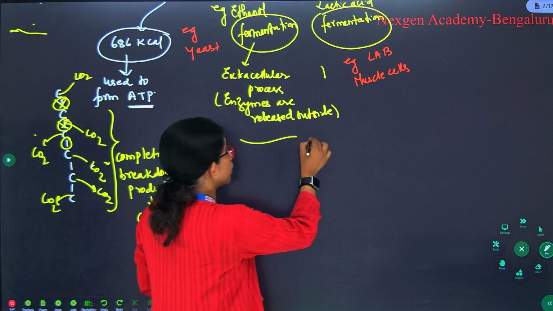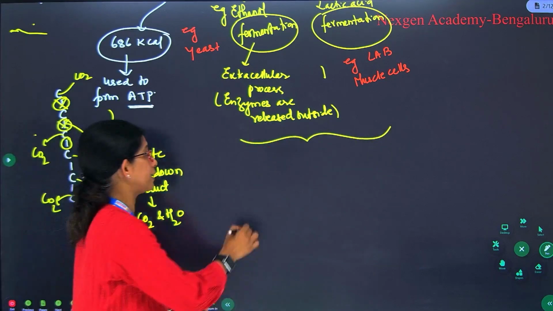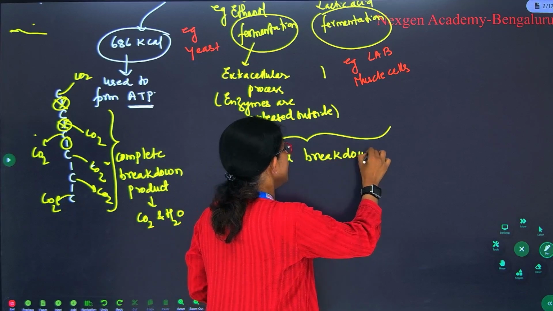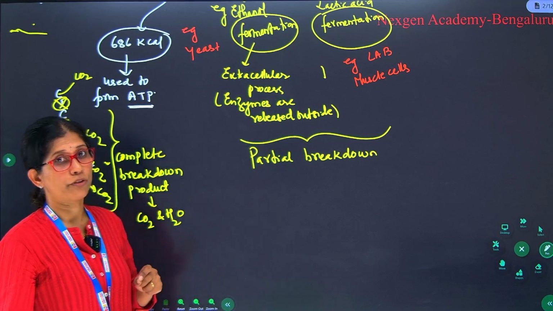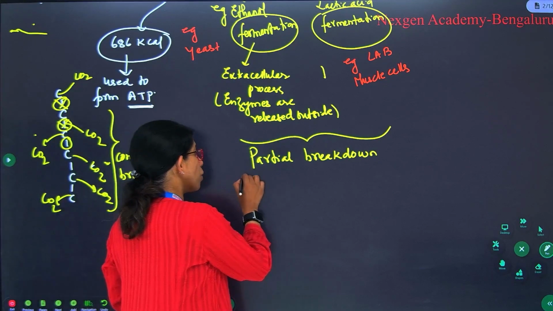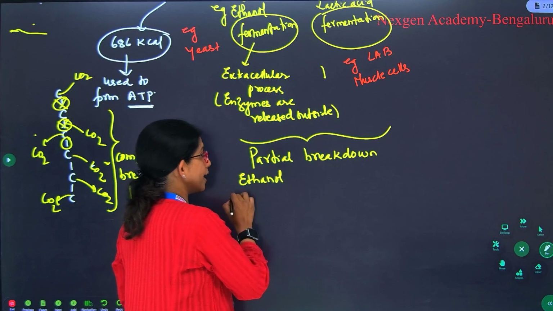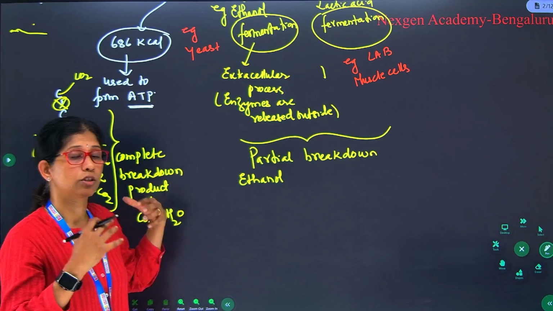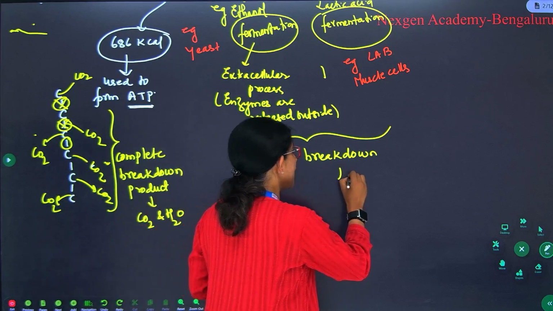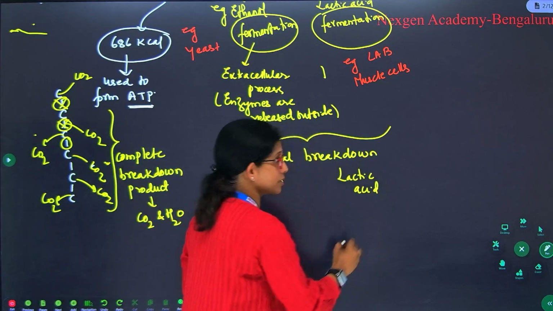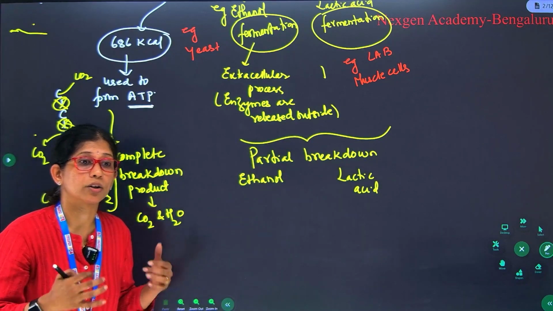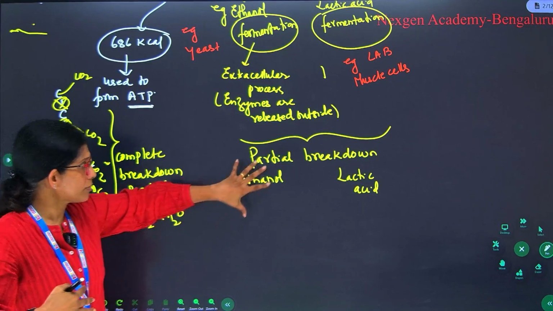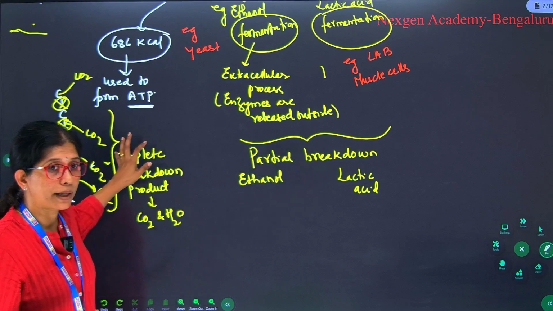When we talk about these two processes, ethanol fermentation and lactic acid fermentation, you call it partial breakdown. Fermentation is a type of partial breakdown of a complex compound, because here we are getting ethanol, C2H5OH. That means we still have some bonds which are not completely broken. As well as lactic acid, which still has bonds. That is the reason we cannot call it a complete breakdown. Unless it is completely broken down, all the energy stored in the molecule cannot be extracted. So this is a partial breakdown of glucose, and this is a complete breakdown of glucose, right?